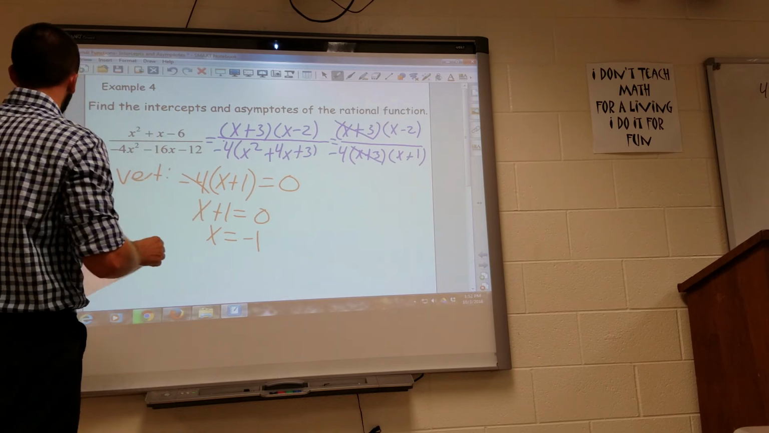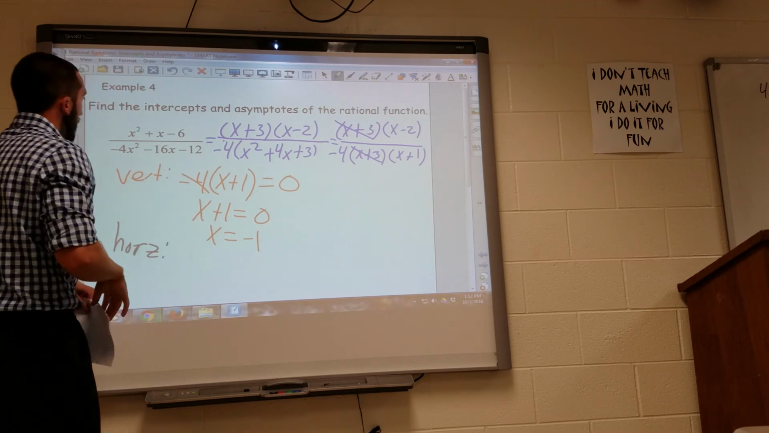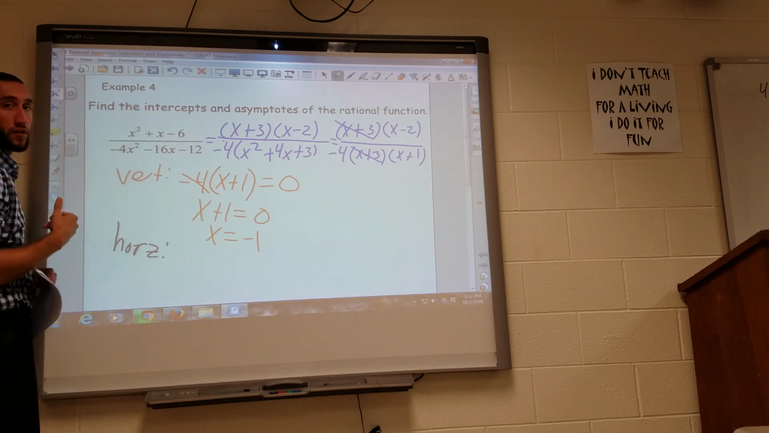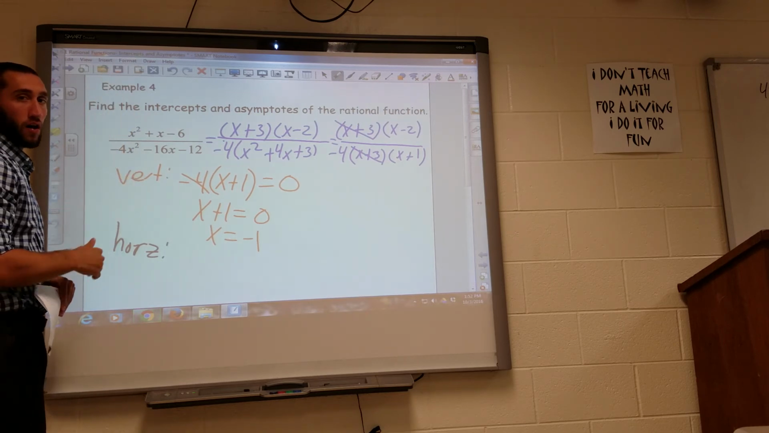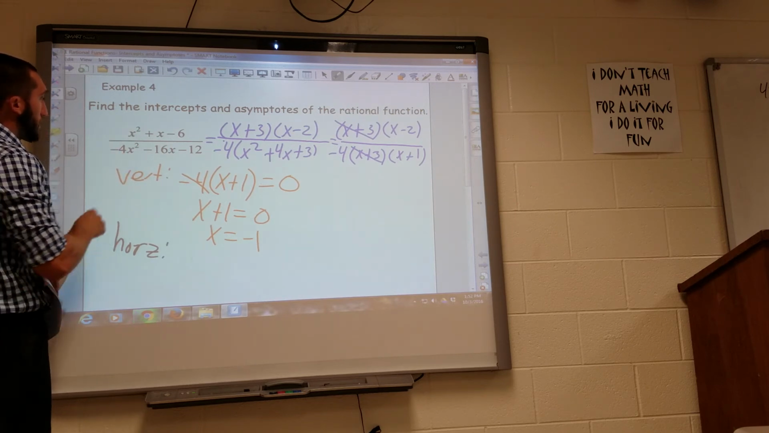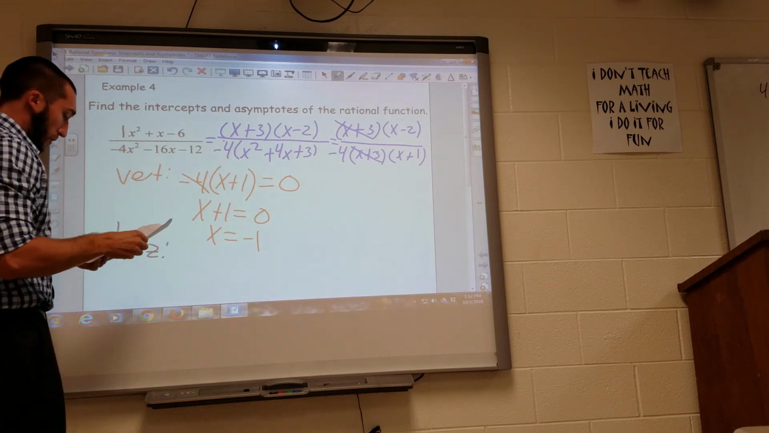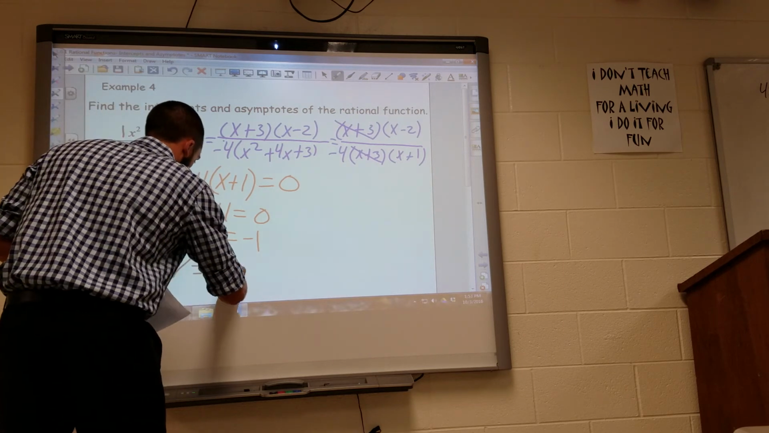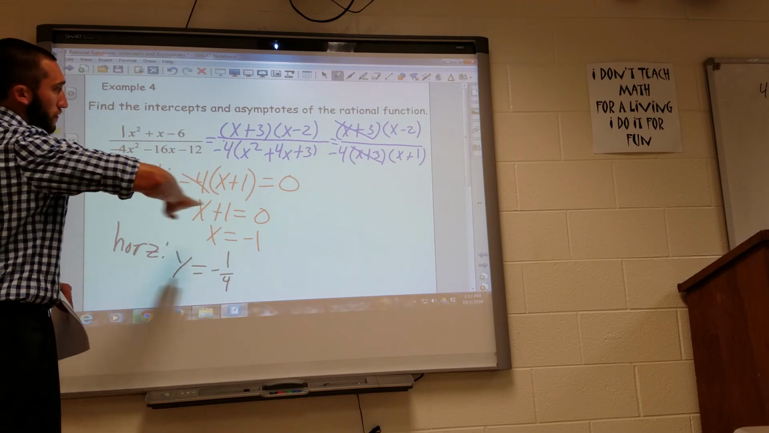And then, let's see, to find the horizontal asymptote, I look here, and okay, the largest degree of the numerator is 2, the largest degree of the denominator is 2, so then we just take the ratio of the leading coefficients. The leading coefficient in my numerator is 1. The leading coefficient in my denominator is negative 4. So that means my horizontal asymptote is the line y equals negative 1/4. So it's just that line when y equals negative 1/4.